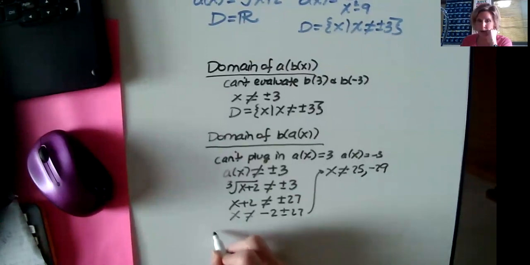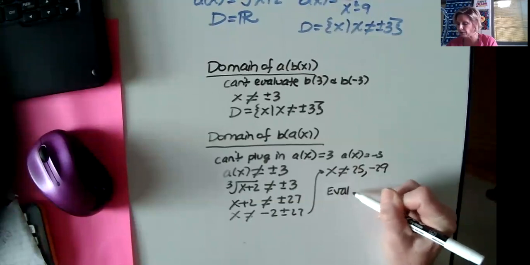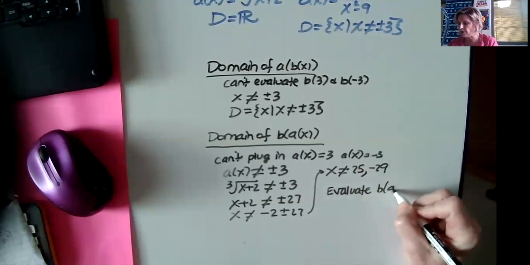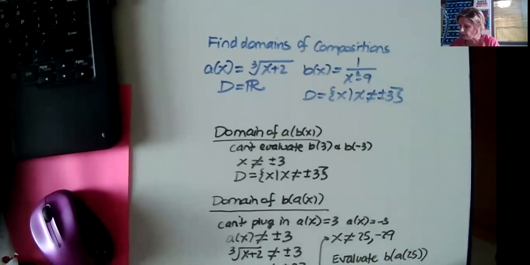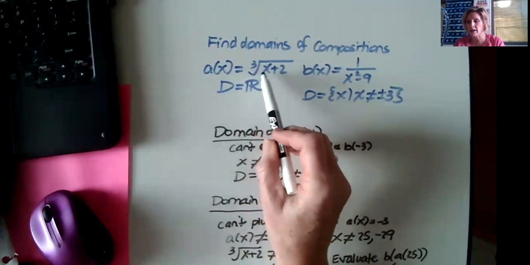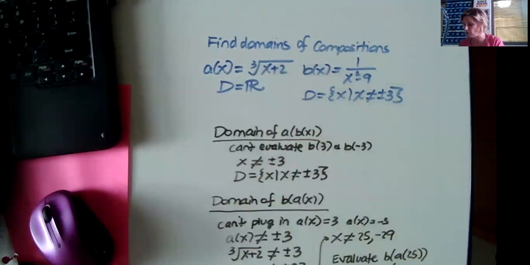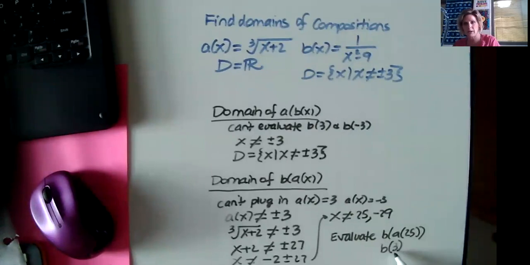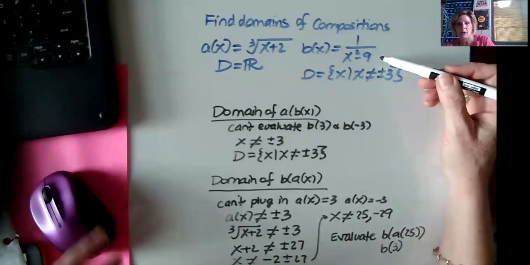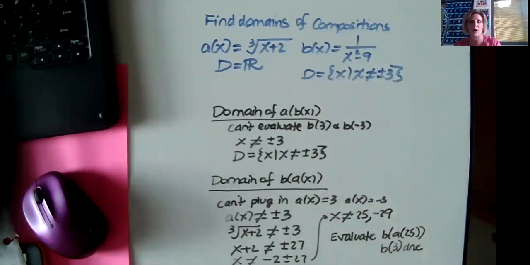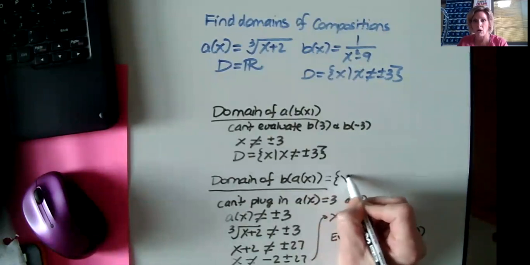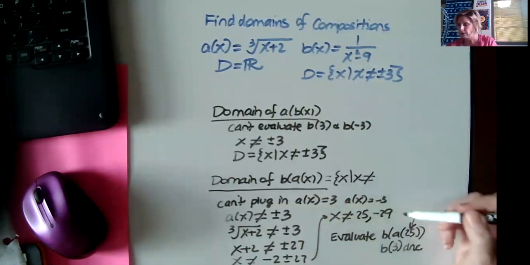If you don't believe me, evaluate b of a of 25. Well, if you tried to do that, you would evaluate a of 25 first. A of 25 would be 25 plus 2 is 27. The cube root of 27 is 3. So now evaluate b of 3. But wait, I can't evaluate b of 3. B of 3 would be 1 over 9 minus 9, which is 1 over 0. B of 3 does not exist. Whoa, if b of 3 does not exist, it means 25 was not in the domain of b of a of x. So now the domain of b of a of x is all x such that x does not equal negative 29 and 25.